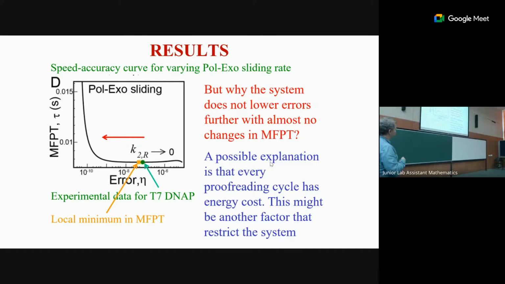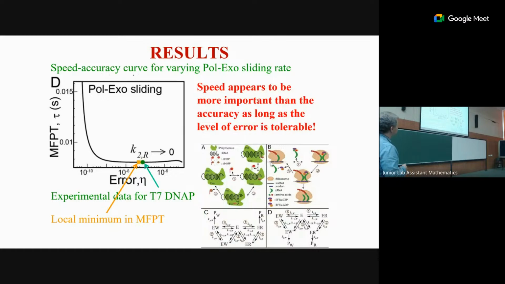And then if you look at the graph, you can say, okay, good. So the experimental systems are quite fast, but why am I not trying to move my system? Why didn't evolution move the system in this direction where you still could be fast and simultaneously also be precise? And the possible explanation, we will come back to this, is probably energy consumption. Okay, so it seems that speed appears to be more important than accuracy as long as the level of error is tolerable. So speed seems to be more important as long as the level of accuracy is tolerable. So that's what it is here.